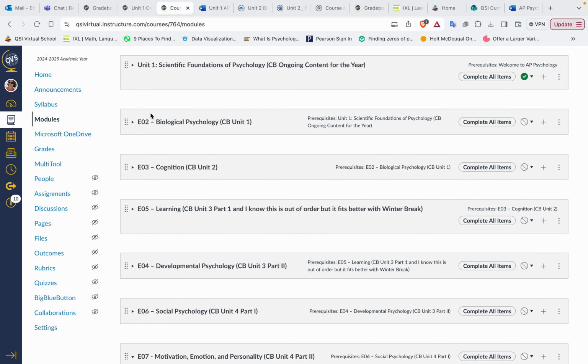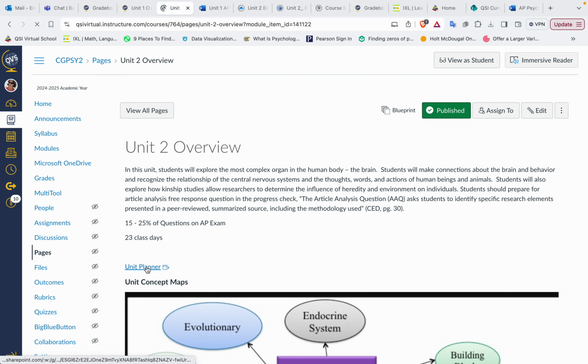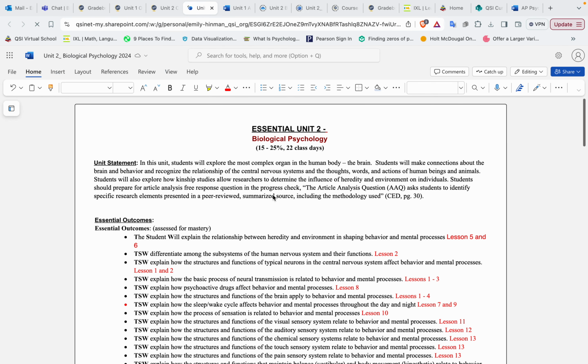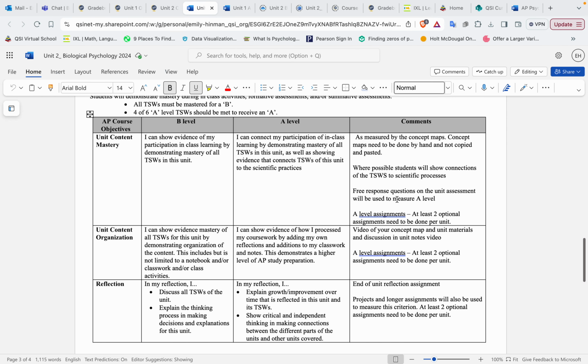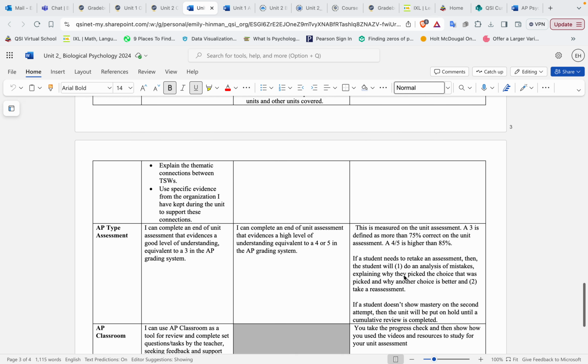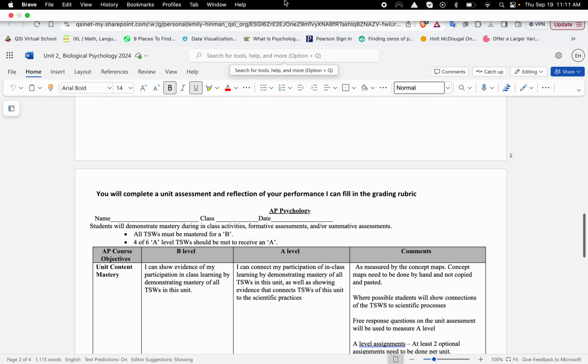When I open up Unit 2, you're going to be able to see this overview. You're going to be able to go to the unit planner, and there are all the lessons we have. I put in comments of all the things that we're doing in the unit to help me know whether you have B level or A level. At the end of Unit 2, I'll fill this in and send it to you, and if you have any questions, you'll ask me. So I hope that's a good overview of how you're going to be graded in the class. If you have any questions, please don't hesitate to ask.